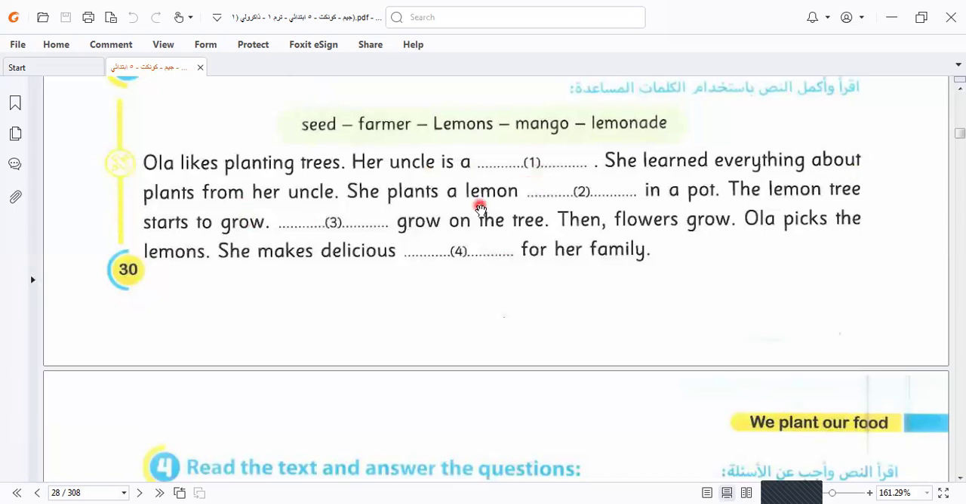She plants a lemon seed in a pot. The lemon tree starts to grow. To grow. Lemons grow on the tree. Then flowers grow, and then a big lemon. She makes delicious lemonade for her family.